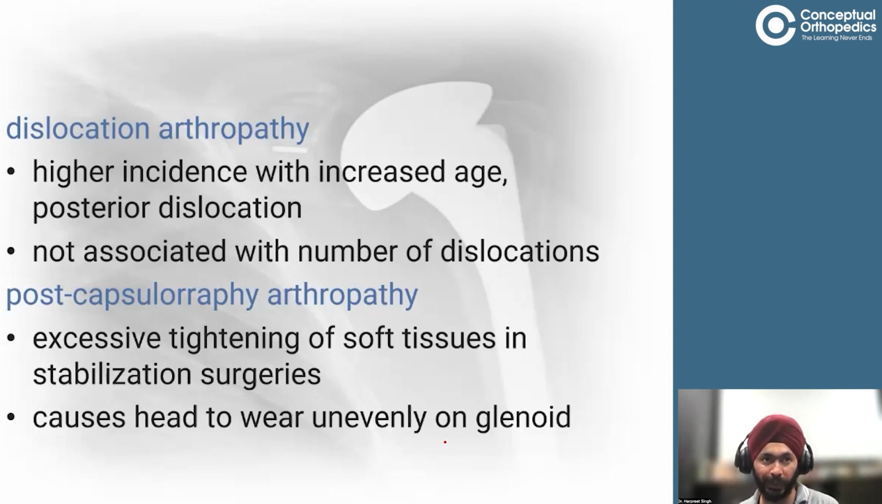Also, if you do excessive tightening when you do a shoulder instability soft tissue procedure, then it can lead to uneven glenoid wear and can lead to arthritis. This was more common, post-capsulorrhaphy arthropathy, when we used to do a procedure called thermal capsulorrhaphy. We used to do a thermal necrosis of the posterior capsule, and as a result, the posterior capsule used to shrink, and that led to shrinkage of the volume of the capsule, so the shoulder becomes tight.